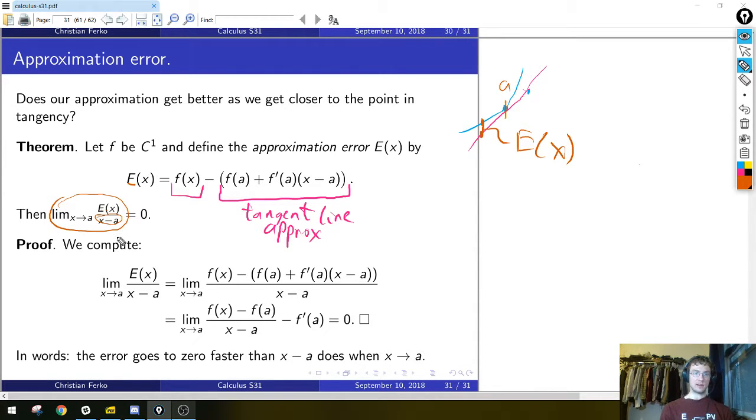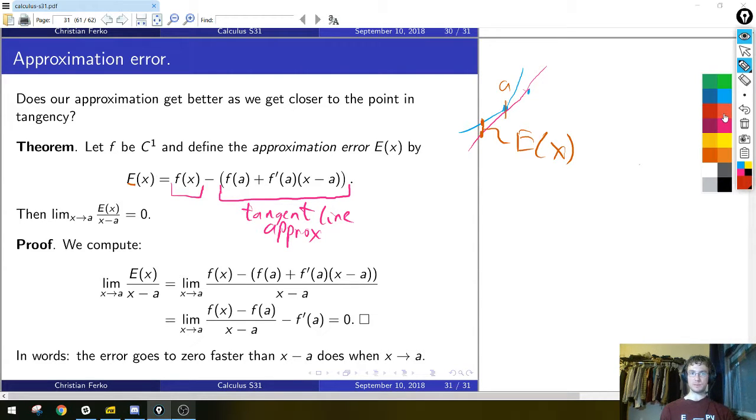You know, the denominator is also going to 0. So this is a ratio of two guys that are both going to 0. And if that ratio goes to 0, that means the top is going to 0 faster than the bottom. So this is both telling us that the error gets small, and it gets small comparatively fast, faster than x minus a. Alright, the proof is 2 lines. Literally, it's basically just the definition of the derivative.